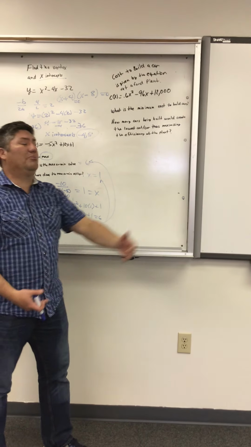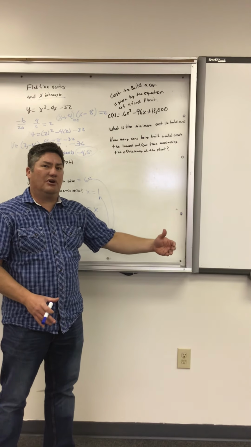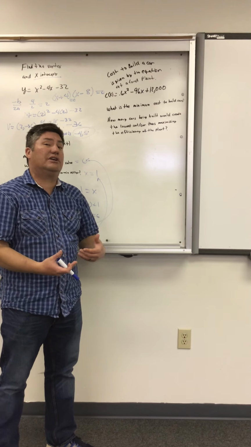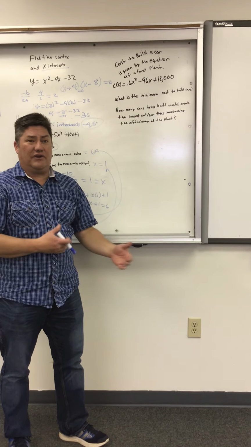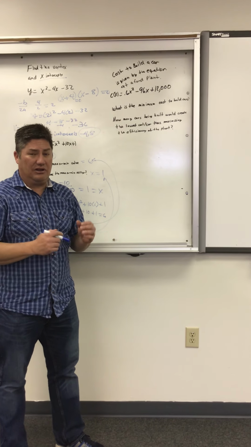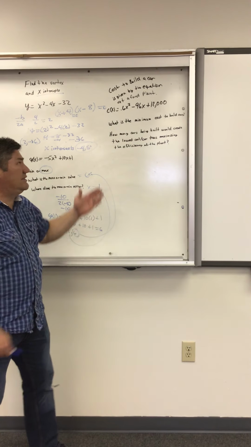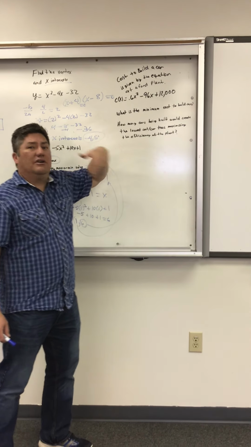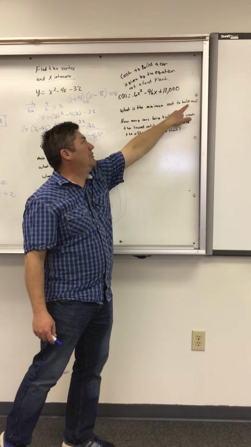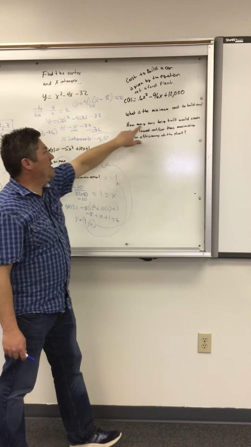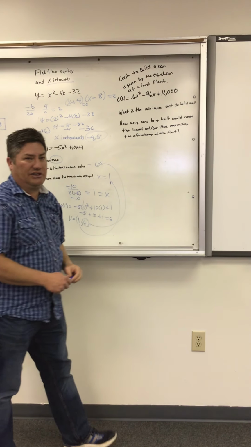But if you produce a whole bunch of cars, but all you have is that equipment to produce them, the only way you're going to produce more is to have more people hired, and eventually the cost of the people outweighs the cost of the car. So you've got to figure out what is going to minimize your cost per car. This is actually a quadratic equation that tells us how we're going to find that minimum value. So it says, what is the minimum cost to build a car, and how many cars would be built to create the lowest cost, thus maximizing the efficiency of the plant?